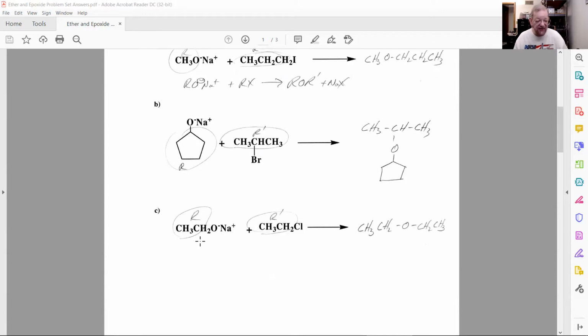And if you notice, same thing in C, R is ethyl, R prime is ethyl, the alkoxide attacks the carbon with the halogen, in this case chlorine, and you make diethyl ether.